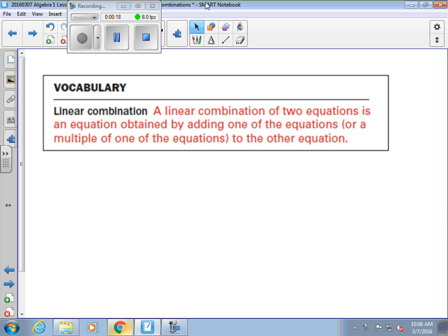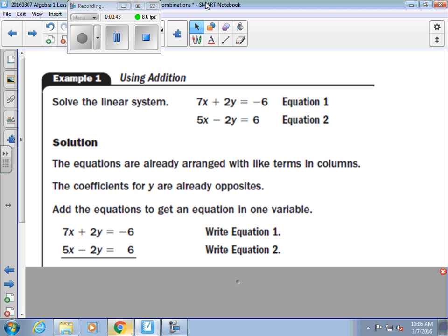A linear combination of two equations is an equation obtained by adding one of the equations or a multiple of one of the equations to the other equation. We are going to combine both equations in a system to eliminate one of the variables. We may have to alter one or both of the equations to do so. Here is example number one.